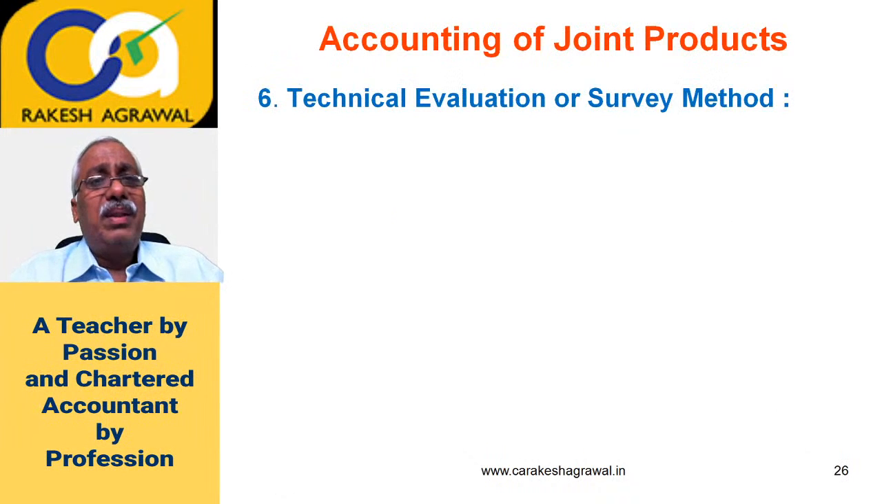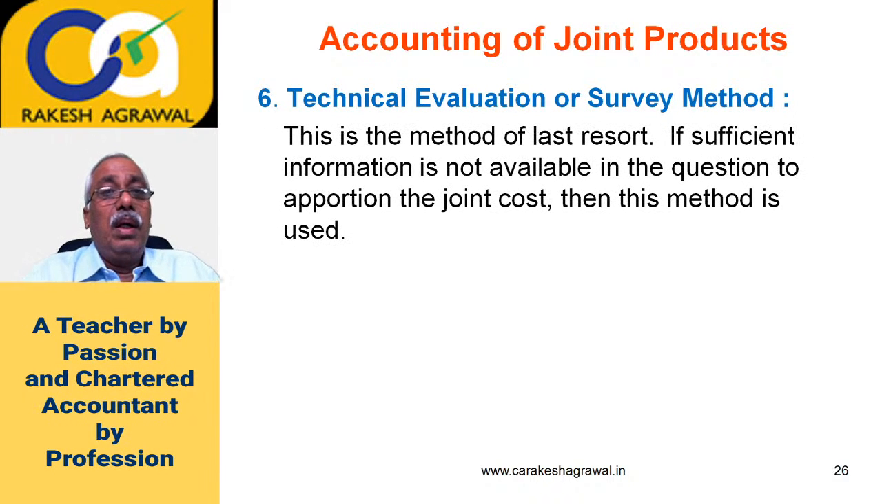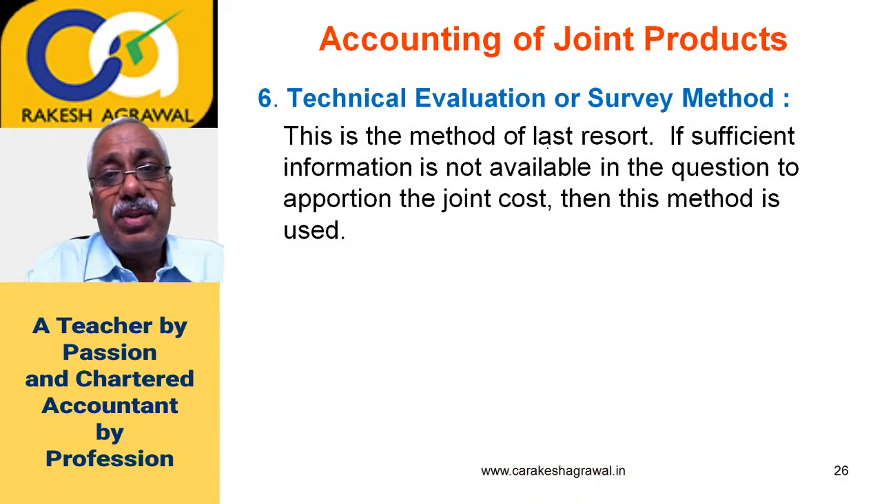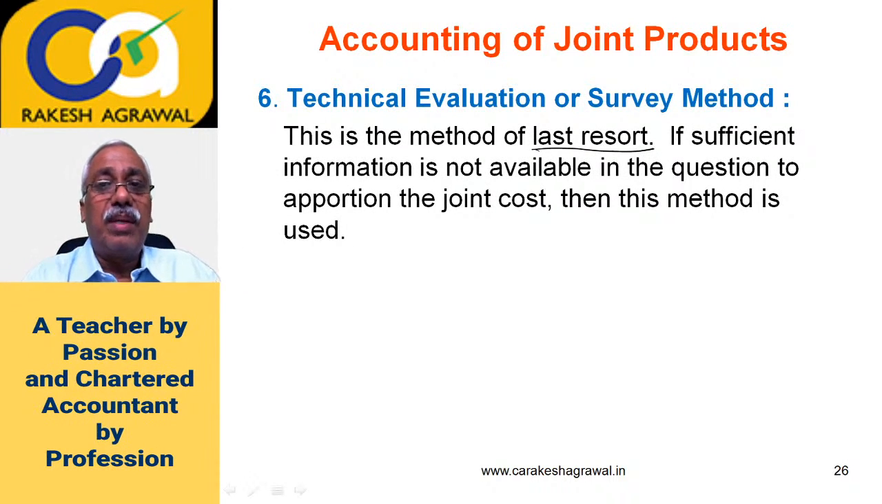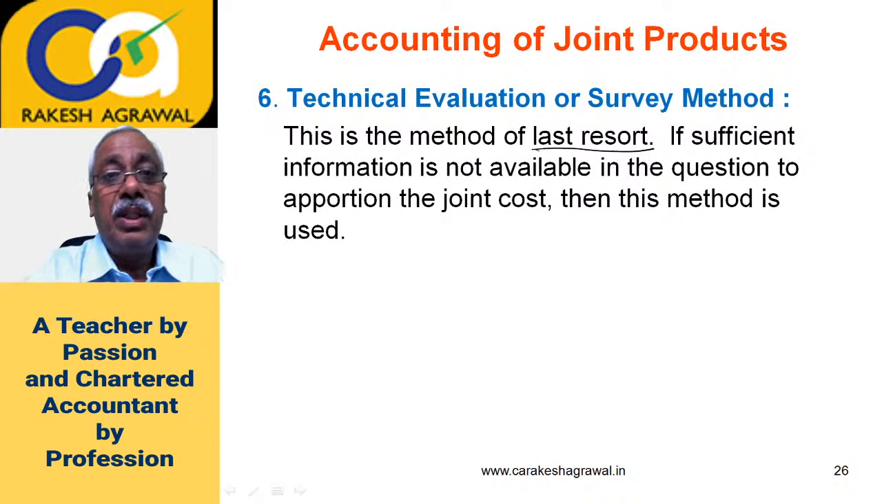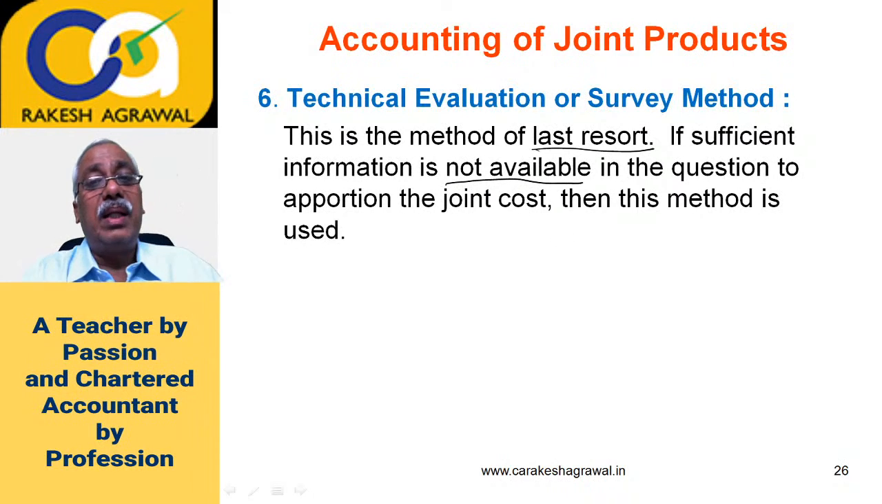Now there is one more method called technical evaluation or survey method. This method is never asked in the examination, but it is there in your study material. This is the method of last resort. Means this method should not be used in the beginning. It's a method of last resort. If sufficient information is not available in the question to apportion the joint cost, then this method is used. It means neither they have given you the quantity of output, nor they have given you the sales price or sale value, no further processing cost, nothing.